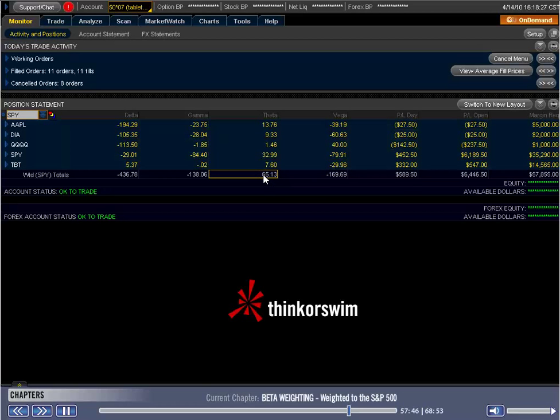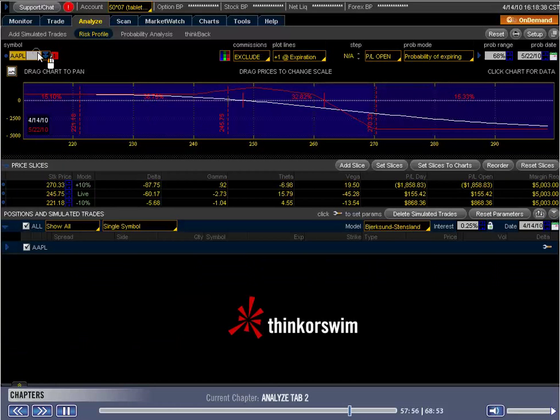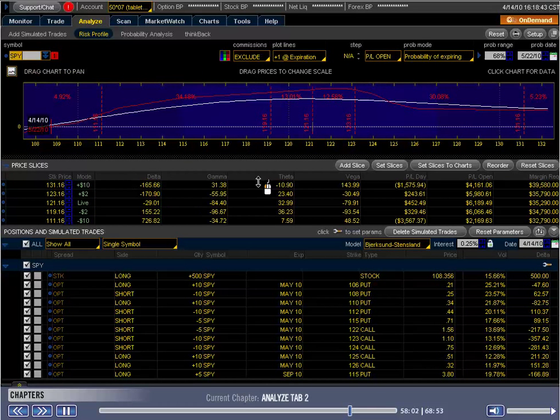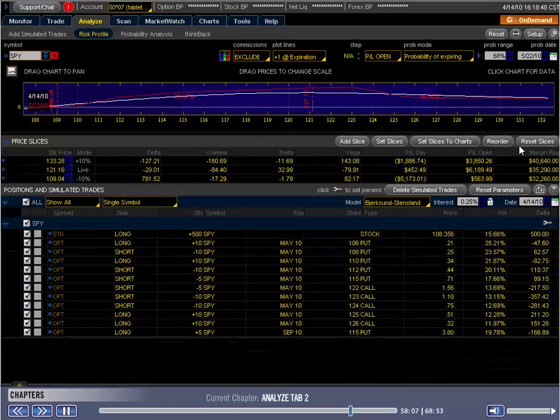All right, so now that I've beta weighted everything and given you a little explanation of beta weighting, how does that help? Well, we're going to jump back to the Analyze tab. Once again, I've got Apple plugged in here, but let's type in the Spiders. Pull up my Spider position, and you can take a look at the profit and loss. I'm going to reset all my slices. Forget about the P&L graph just for a second. What I want to do is check this from show all to hide simulations. That's hiding all simulated positions and just showing live positions.